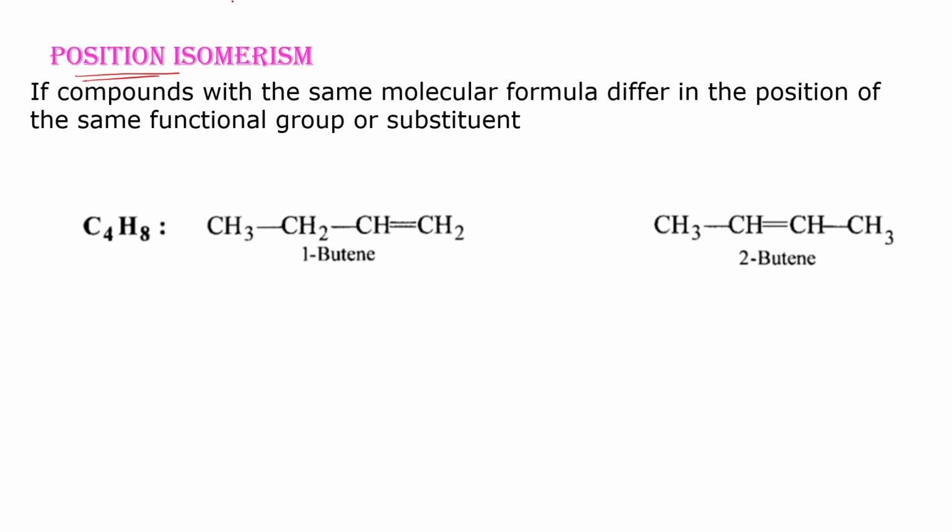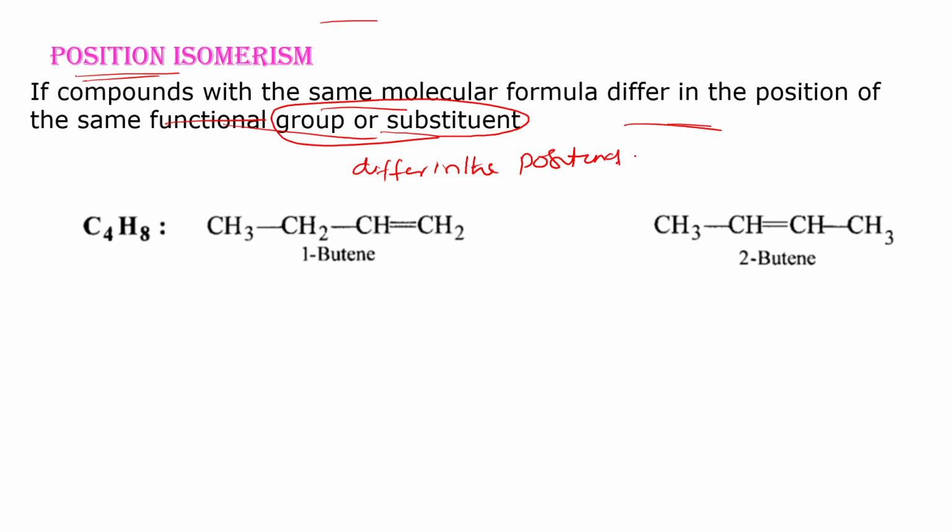Position isomerism can be defined as: the compounds which are having the same molecular formula but differ in the position, and the functional group should be the same. They differ in the position of the functional group or substituent. Such types of isomers are known as position isomers, and that phenomenon is known as position isomerism.